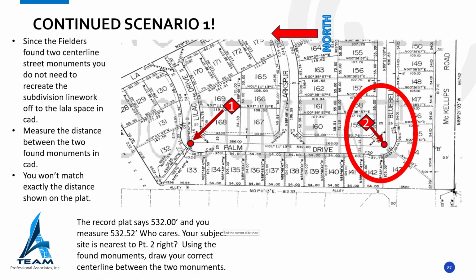Here we are. So using the found monuments, draw your correct center line between the 2 monuments, between 1 and 2. Draw your line. Now, just notice the bearings. I would have drawn from 2 to 1, but you can go 1 to 2. Depending on your permit, you know that you might have to reverse some polylines anyway to get the right orientation to happen, correct? So that's another scenario.